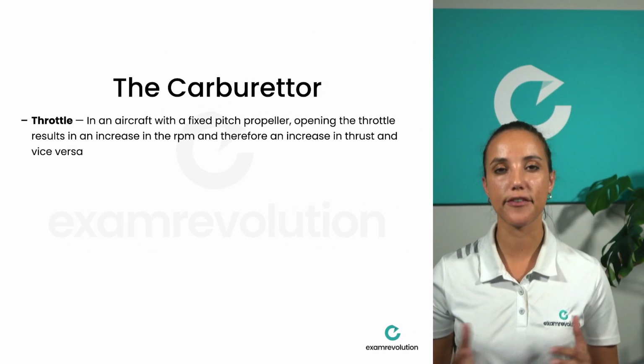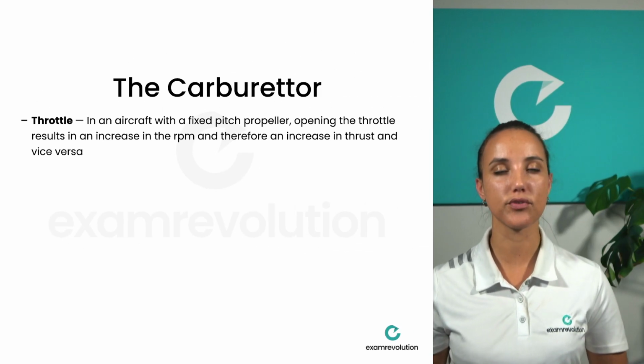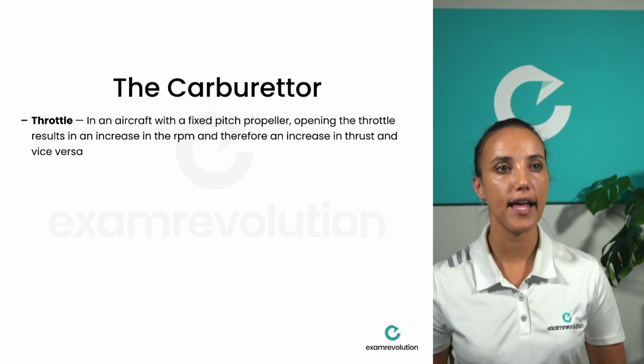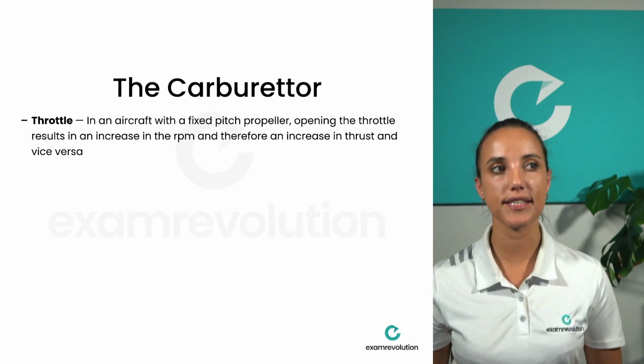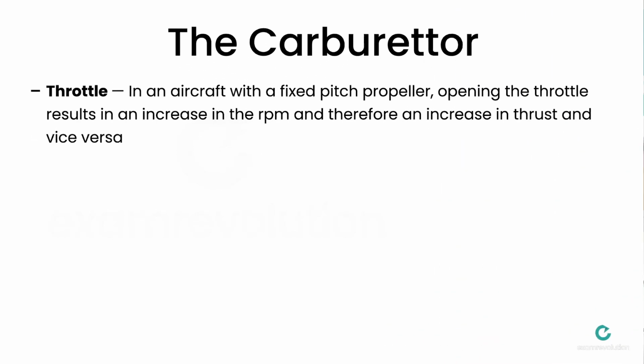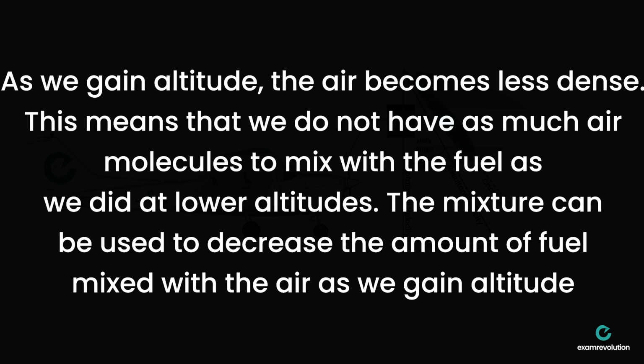Now, in an aircraft with a fixed pitch propeller, opening the throttle results in an increase in RPM and therefore an increase in thrust, and vice versa. So as we gain altitude though, the air becomes less dense. This means that we do not have as many air molecules to mix with the fuel as we did at lower altitudes. The mixture can be used to decrease the amount of fuel mixed with the air as we gain altitude.